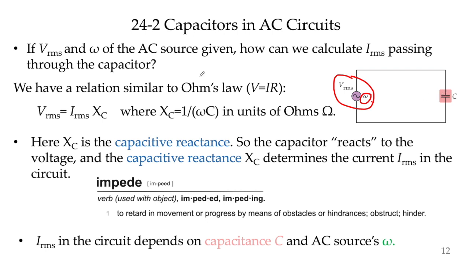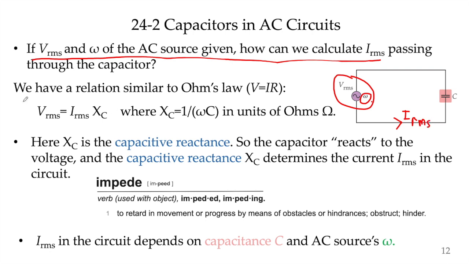What happens? Let's say VRMS is 220 volts, and omega is 2 pi times 50 hertz. Given these AC source values, how can I calculate IRMS? What is the RMS current passing through the capacitor, or the whole circuit? What is the RMS current passing through the circuit?